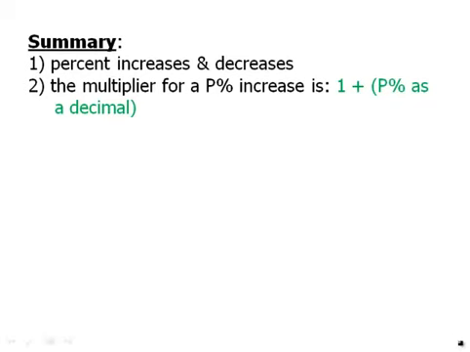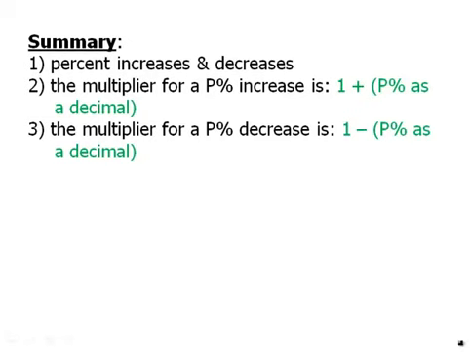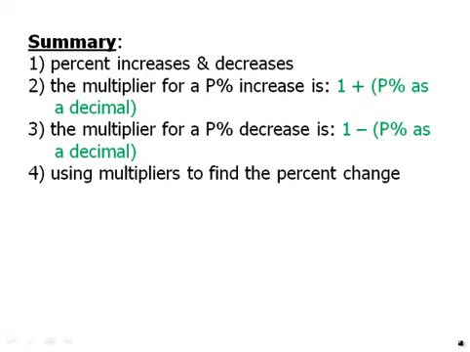So in this video, we talked about percent increases and decreases. We talked about the multiplier for a p% increase, 1 plus p as a decimal. The multiplier for a p% decrease, 1 minus p as a decimal. And we talked about using multipliers to find the percent change.